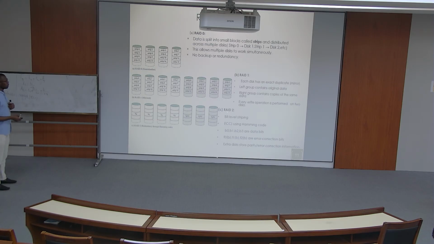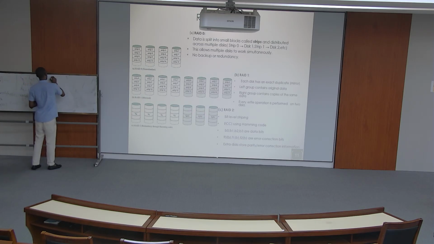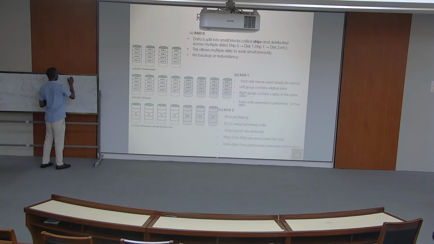Then for RAID level 2, we have bit-level striping, and it has to use ECC, in this case the Hamming code. This is bit-level striping.